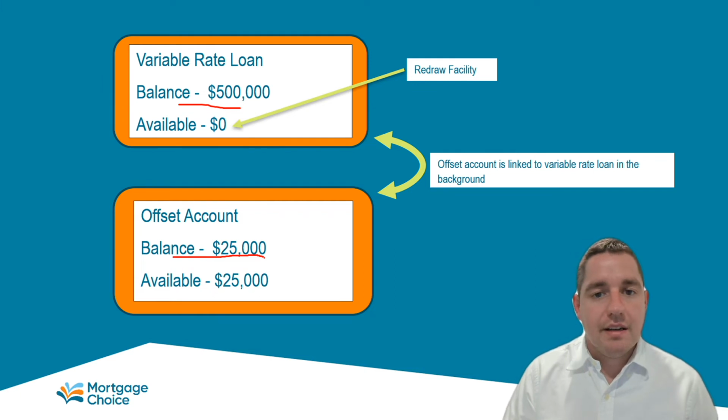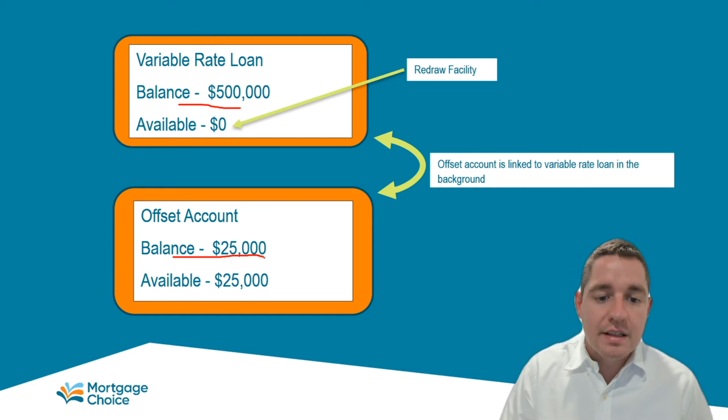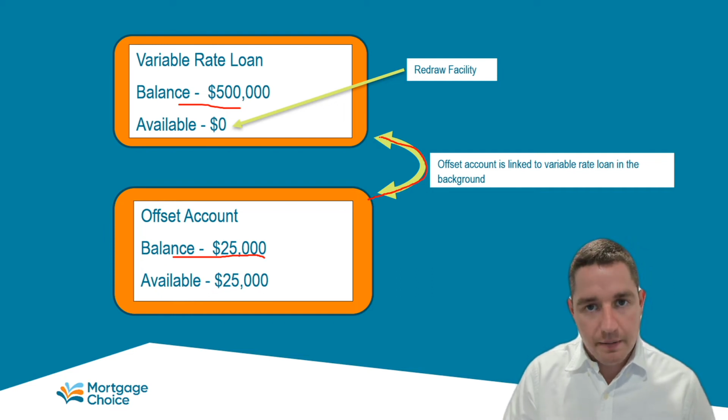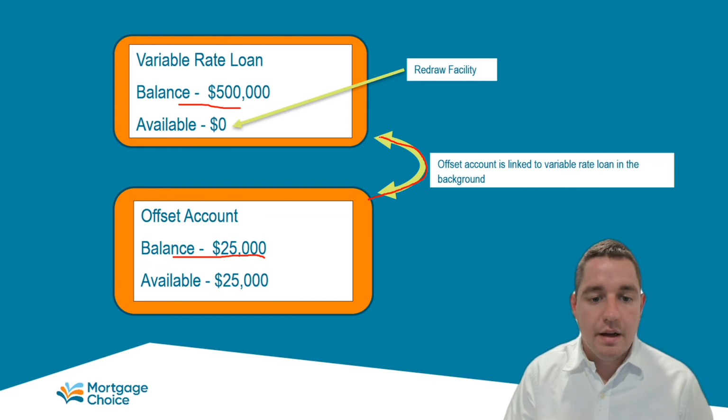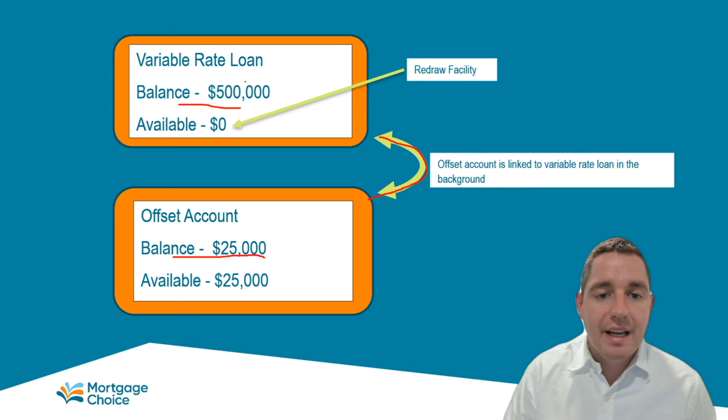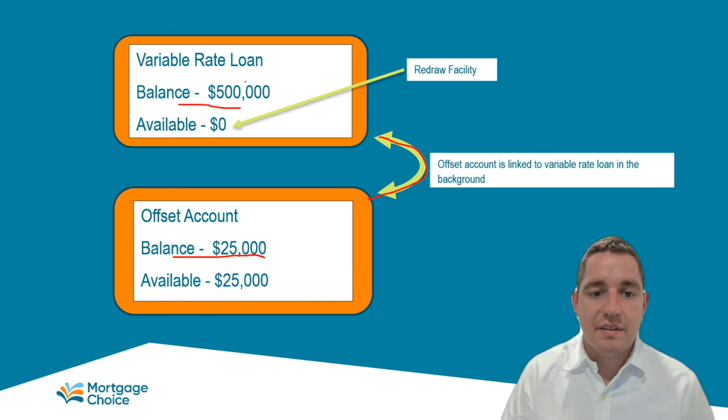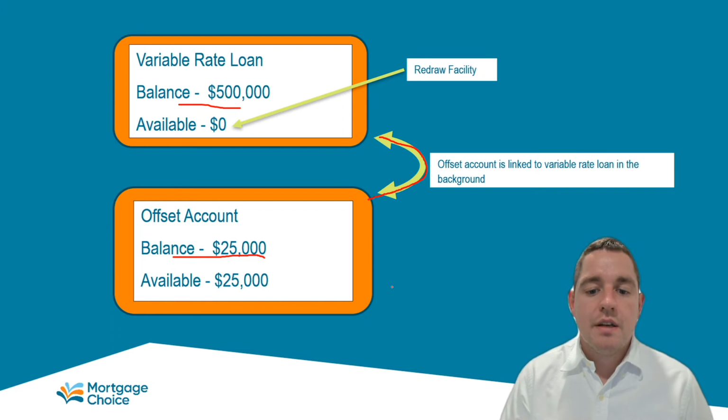Now, an offset account is just a fancy word for a transaction account. The only difference is it is linked to the variable rate loan in the background. Therefore, as per the diagram, $25,000 in the offset account attached to a variable rate loan of $500,000 means you're only paying interest on $475,000.